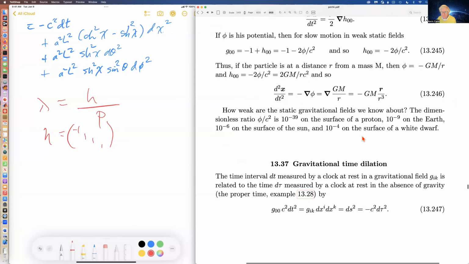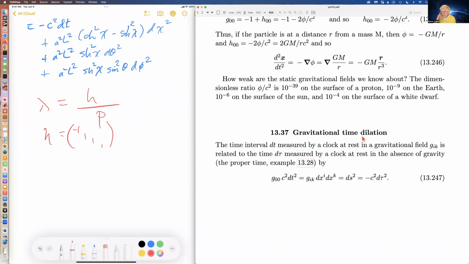And so how weak are the static gravitational fields that we know about? The ratio phi over c squared on the surface of a proton is 10 to the minus 39. Surface of the Earth is 10 to the minus 9. Surface of the Sun, 10 to the minus 6. Surface of a white dwarf, 10 to the minus 4. When you get, though, to somewhere near a black hole, it's no longer 10 to the minus 4, that's for sure.